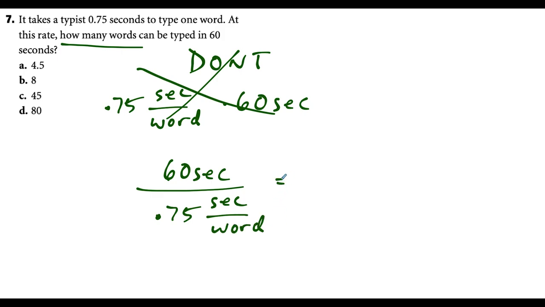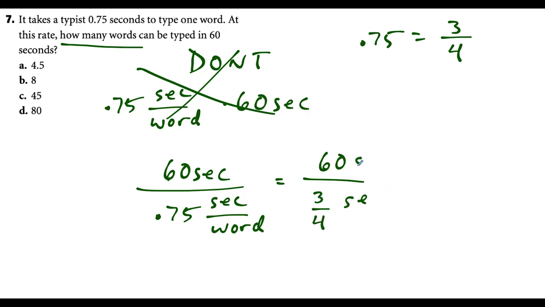And there's a lot of ways that you could work this out. Dividing by a decimal, I don't think is going to be that kind. So what you could do instead is call 0.75 the same thing as 3/4. Just think 3/4 is worth 75 cents. So we divide this by 3/4 and we have 60 seconds divided by 3/4 seconds per word.